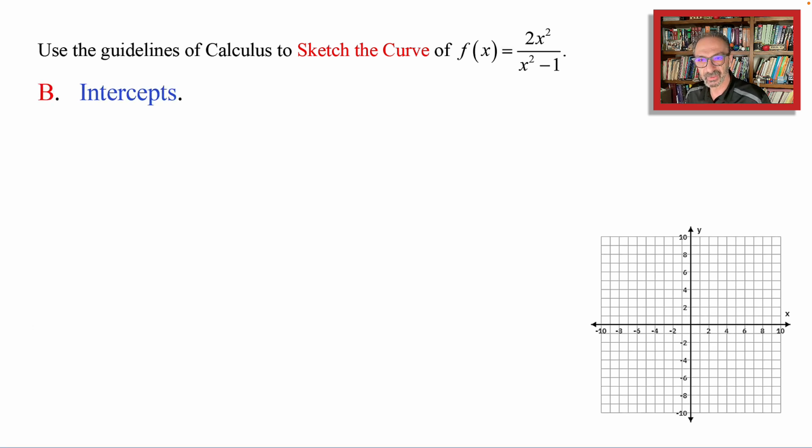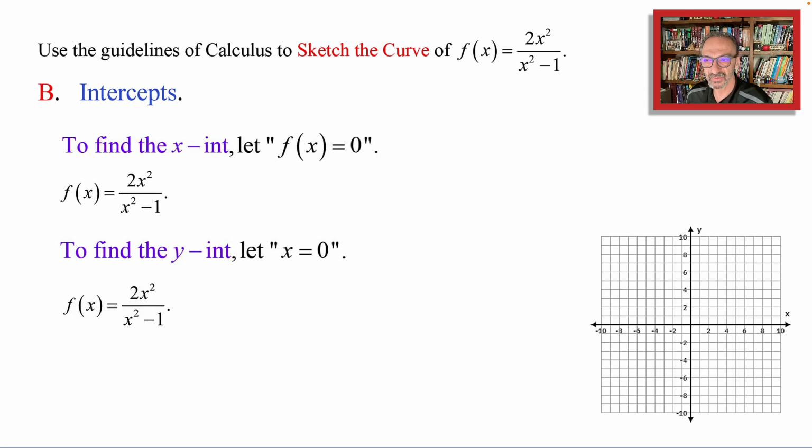Intercepts. For the intercepts, x-intercepts and y-intercepts, to find the x-intercept, we let y equal 0. And for this rational function to be 0, the focus will be coming from the numerator, because 0 over something is 0. That implies if y equals 0, we have x equals 0.